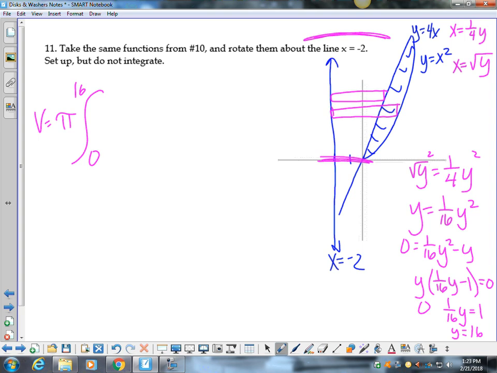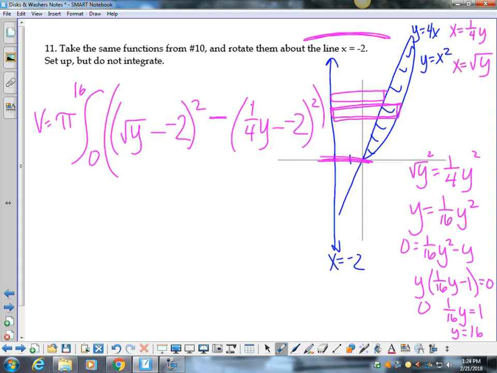Okay, so now I'm doing this one. I'm doing the big one, all the way down to the axis of rotation. So I'm doing, who is he, the curve? Nope, not x squared. I can't put x's in here. The square root of y minus a minus 2 squared, minus the hole. The hole is going to be the inside guy, which would be 4x, but I can't use that. I have to use the 1/4 y minus a minus 2 squared, all with a pretty little dy.